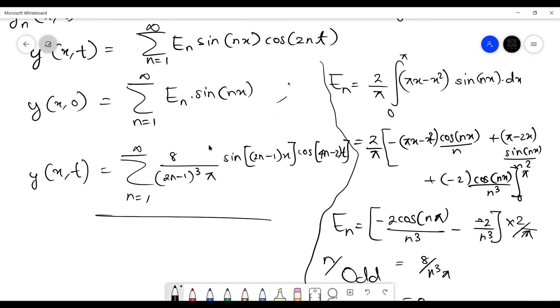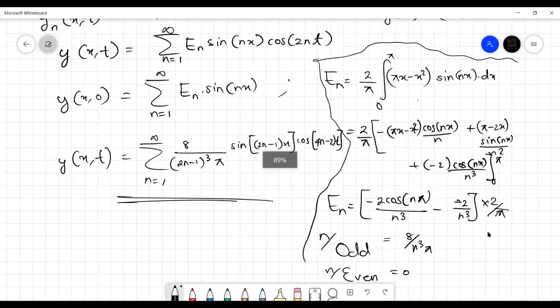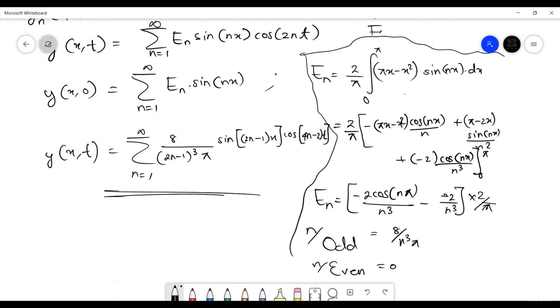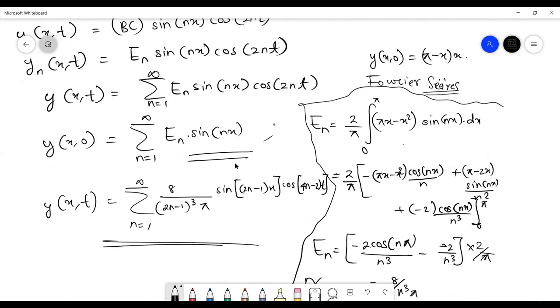So that is the PDE solution, right? This En part is from the Fourier series. Only that last part is tricky. Except that last part, you can do the entire question. Until here, it is fine. Finding this En is the tricky one. Other than that, you can handle the PDE part, right?